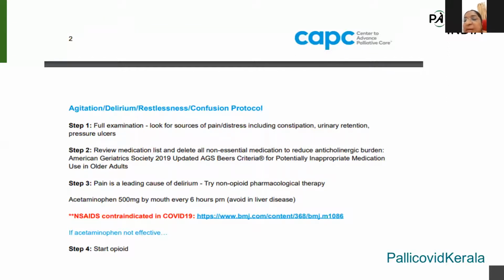Sorry, I'm changing from my side. The CAPC, the Center to Advance Palliative Care, has also come up with recommendations. What they've said is, don't forget to look at constipation, urinary retention, pressure ulcers, etc. People who are already palliative care patients and bedbound might be coming in with COVID-19 infection. So you cannot forget those basic contributors for agitation, is what they're saying.